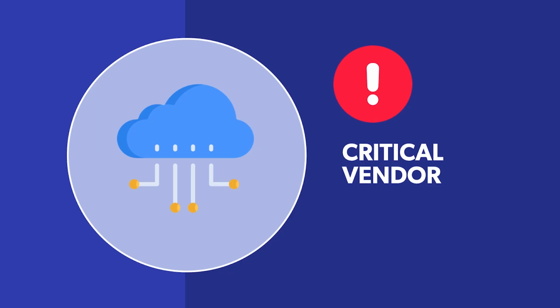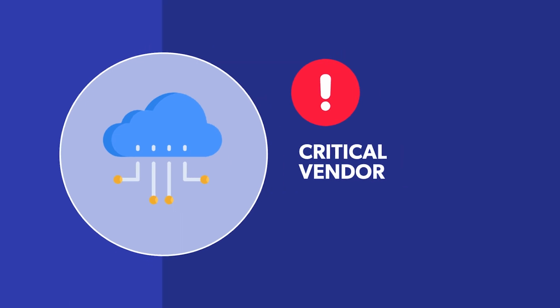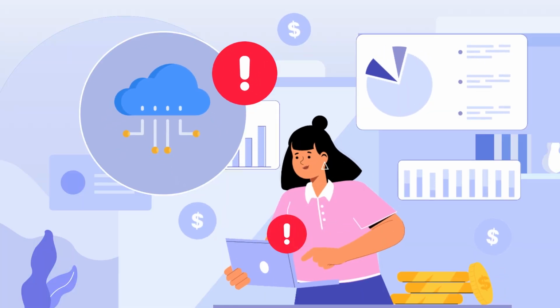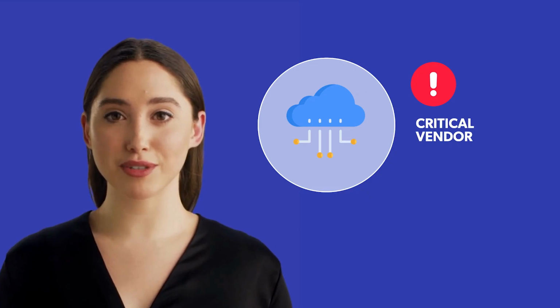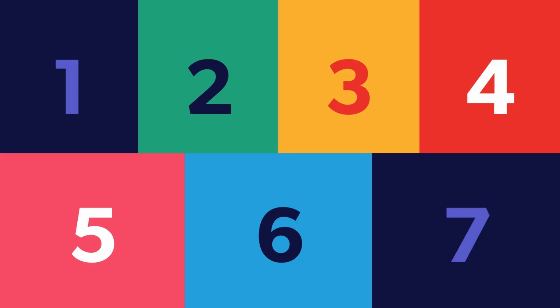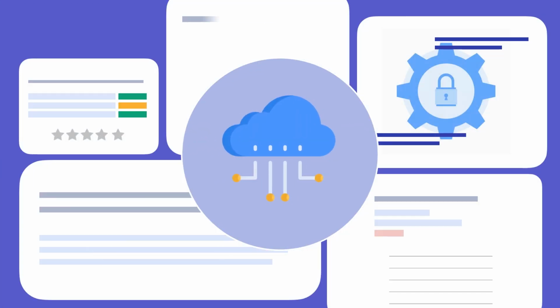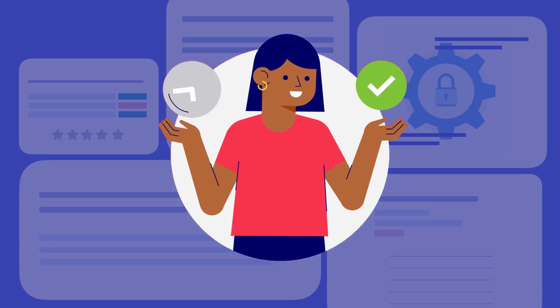And then you have your critical vendors. A vendor is critical if their failure or closure would have a significant impact on your organization. Critical vendors should have the most rigorous due diligence because they are so important to your organization. Step 6. Don't forget to have a qualified subject matter expert review the due diligence information provided.